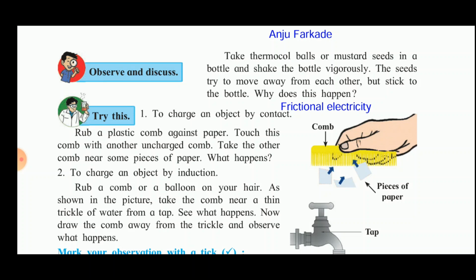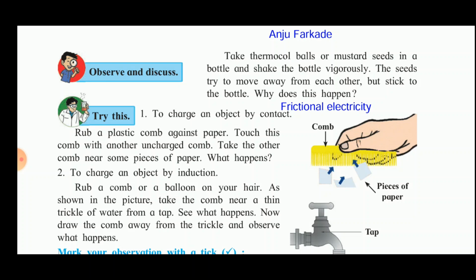Now try this one. To charge an object by contact, which is also called charging the object by conduction. Rub a plastic comb against paper. Touch this comb with another uncharged comb. Take the other comb near some pieces of paper. What happens?